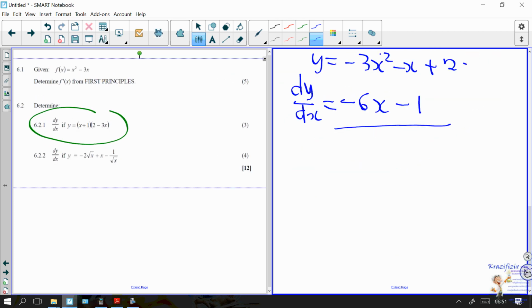6.2.2. Derive if y equals negative 2. Don't let all of this scare you. Try to solve it.